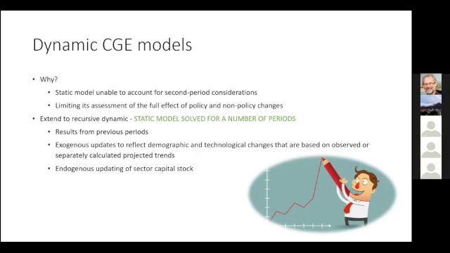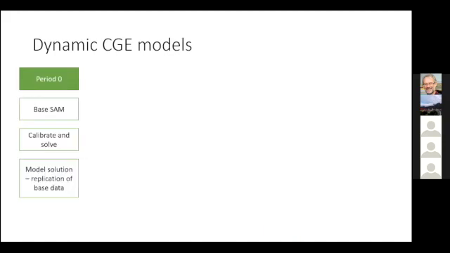The way these models work is that they use the results from previous periods along with exogenous inputs on certain variables such as population or total factor productivity. And also there's an endogenous updating of capital stock. So just to show this a little bit more visually, period 0 here represents the static model that solves. So you have your base SAM. The model is calibrated and solved so that you get a model solution, which is basically the replication of the base data.